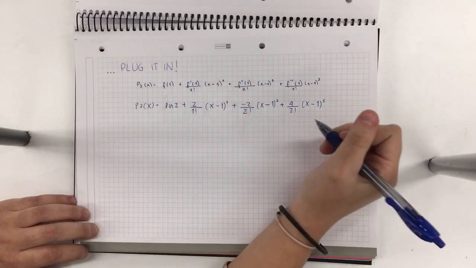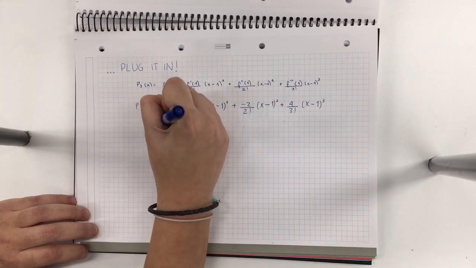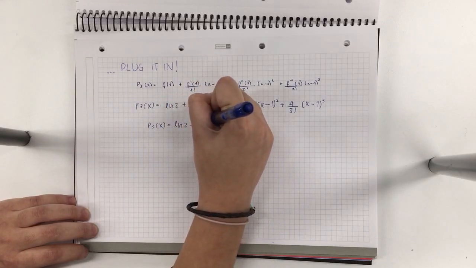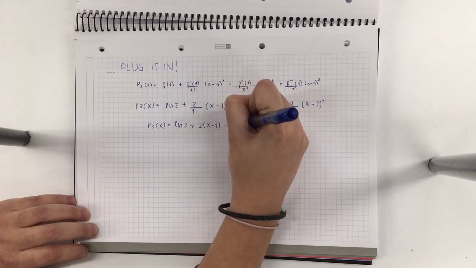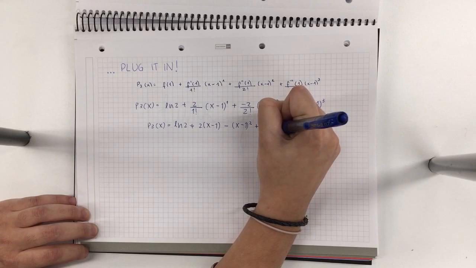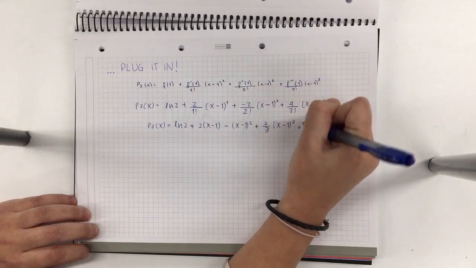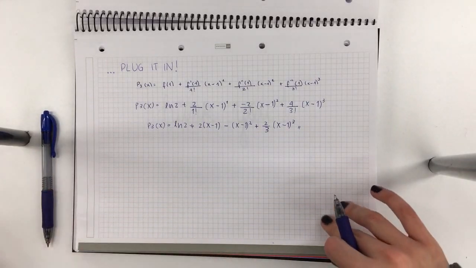Then we have to simplify this formula, and we will get the natural logarithm of 2 plus 2 times x minus 1 minus x minus 1 squared plus 2/3 times x minus 1 cubed, and that's it. That's how we solve a Taylor polynomial.